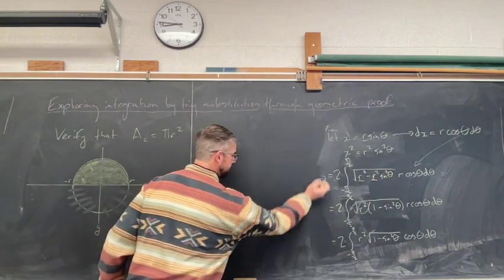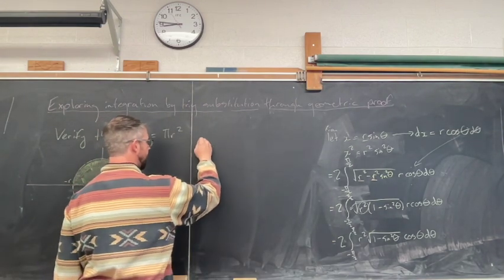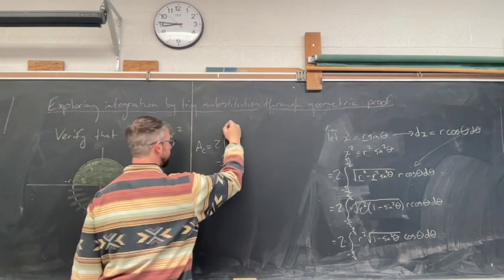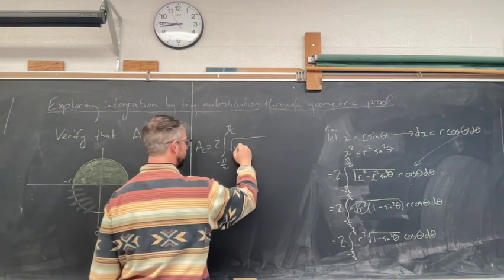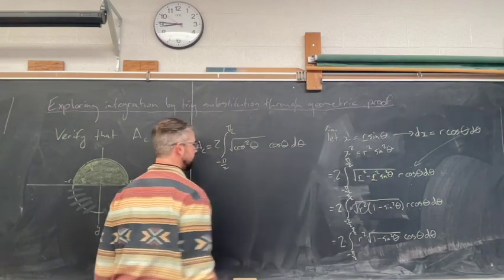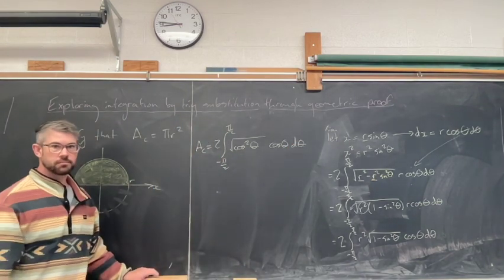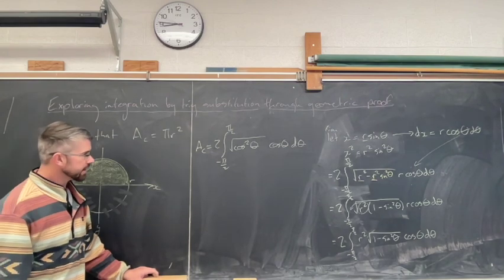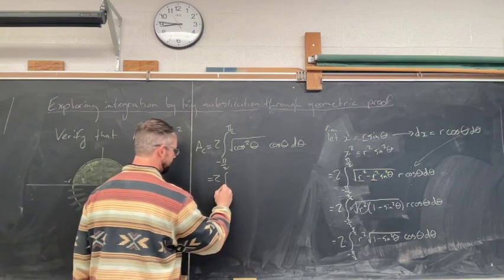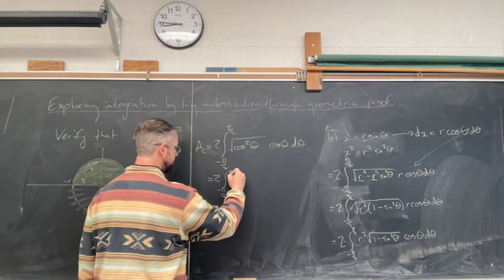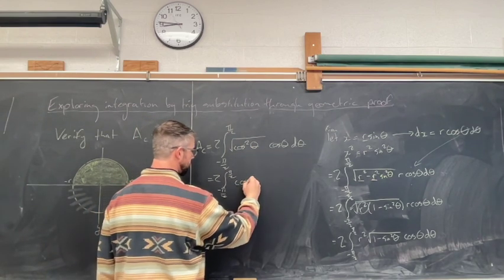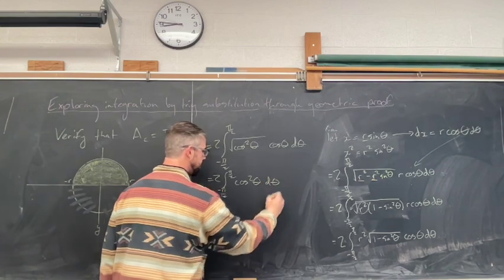And so coming from here up to here, we're going to have my area of my circle being 2 times the integral from -π/2 to π/2 of the square root of cosine squared theta times cosine theta d theta. And now we just continue to move along. So we've got 2 times the integral from negative π/2 to π/2. Cosine squared theta, the square root leaves me with cosine. Multiplying them leaves me with cosine squared theta d theta.